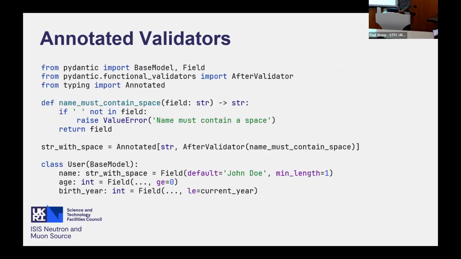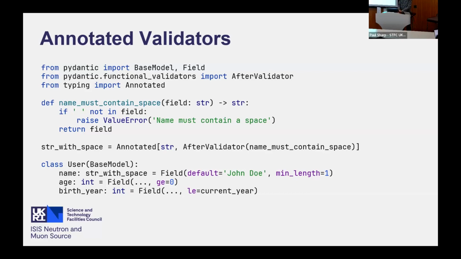So here's what an annotated validator looks like. I've imported something extra here, the AfterValidator from pydantic.functional_validators. I've got the routine that we use, name must contain a space, but it's not part of the class anymore. So it's just a field as the argument, which is a string, returns a string, and the code is exactly the same. Here's where we define the custom type for validation. We've said a string with space is an annotated string, and it's annotated with the after validator, where the function for the after validator is the name must contain a space function defined up here.